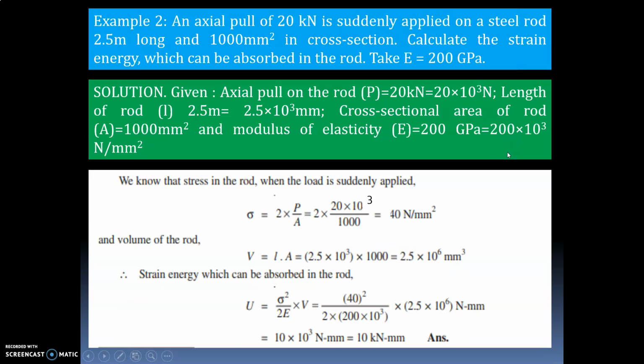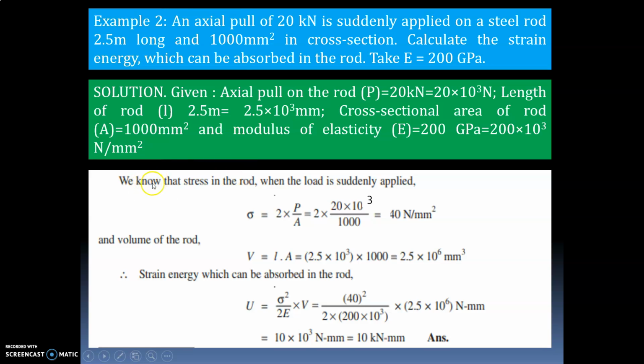So first let us calculate. We have to find the strain energy. The strain energy formula is U equals sigma square divided by 2E into V. We don't know what sigma is, so let us calculate that first.